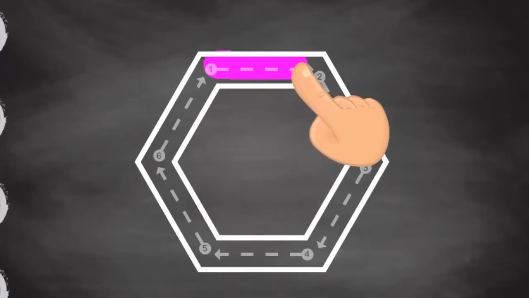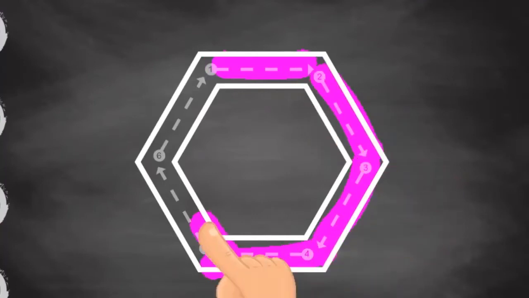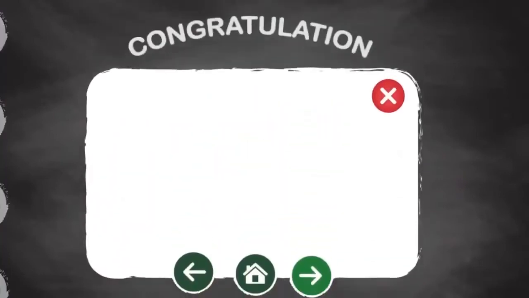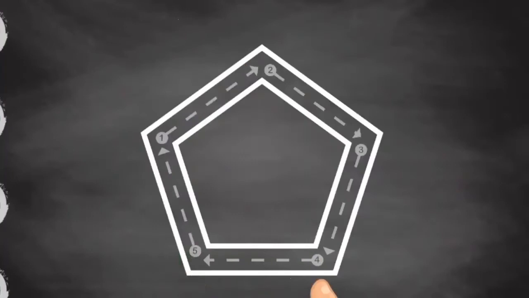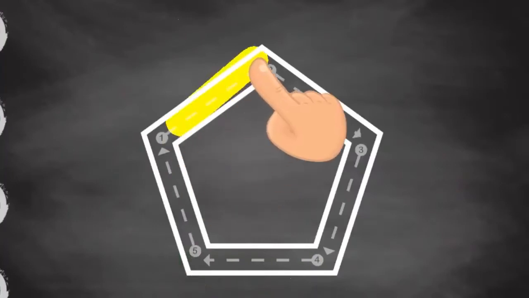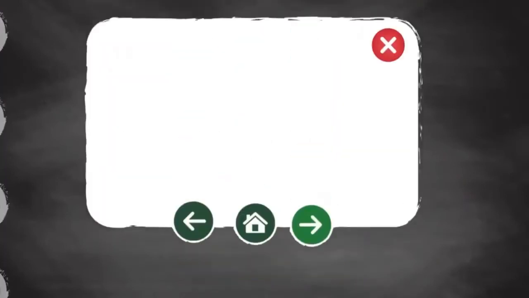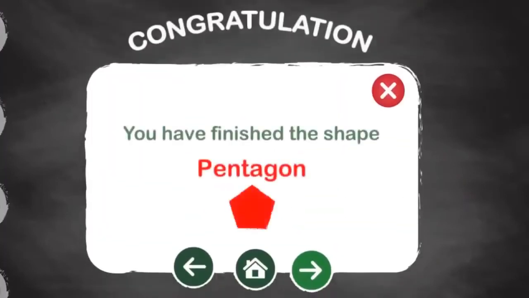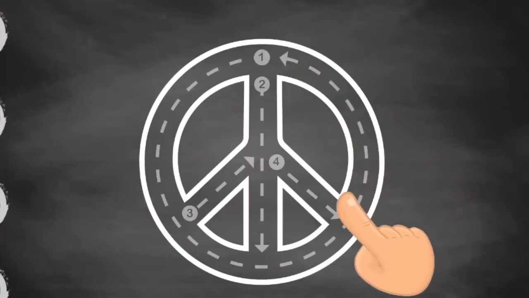That has too many sides. 5, 6 sides. That's a hexagon. 1, 2, 3, 4, 5, and that's a pentagon. 5 sides. Oh, that's a sign. What sign is that?